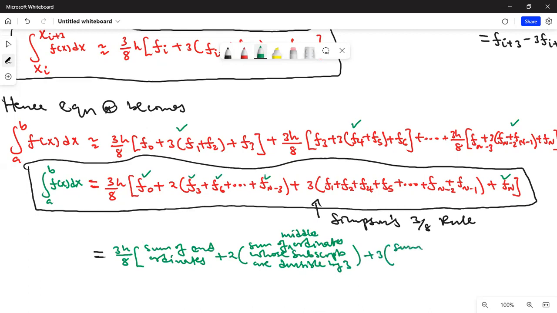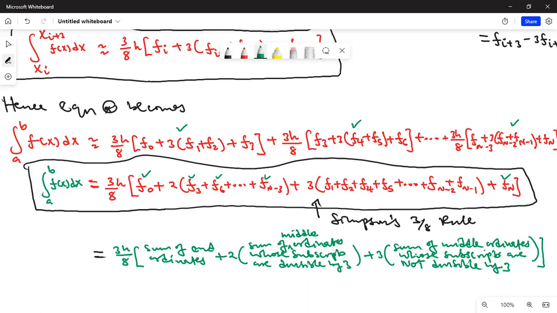the sum of middle ordinates whose subscripts are not divisible by 3. So that's the Simpson's 3/8 rule in words.